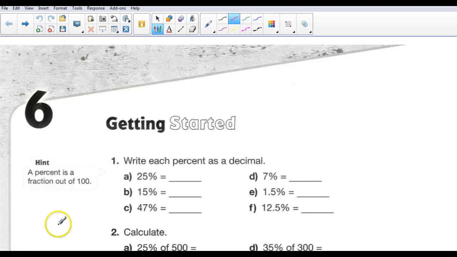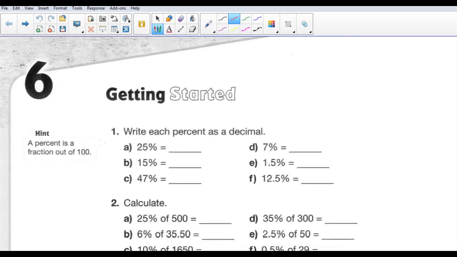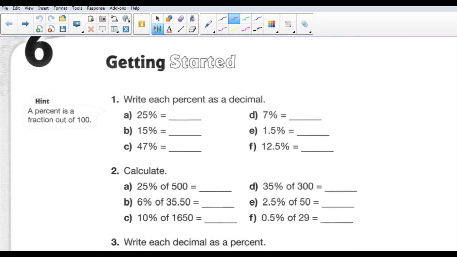Okay, this is chapter 6. And this chapter is called Working with Money. Okay, and so what we're going to do is the getting started part first, and we're just going to do some warm-up exercises for our brain and with our calculator.